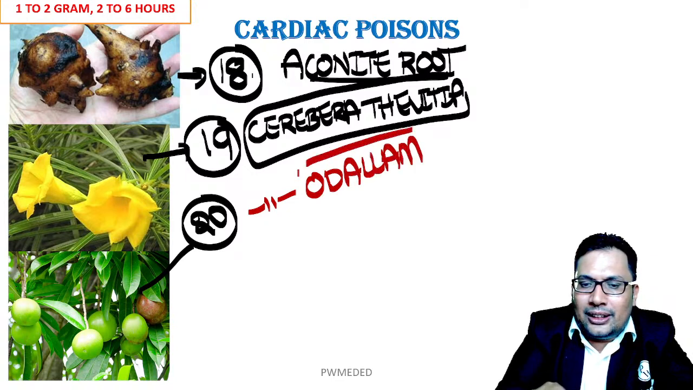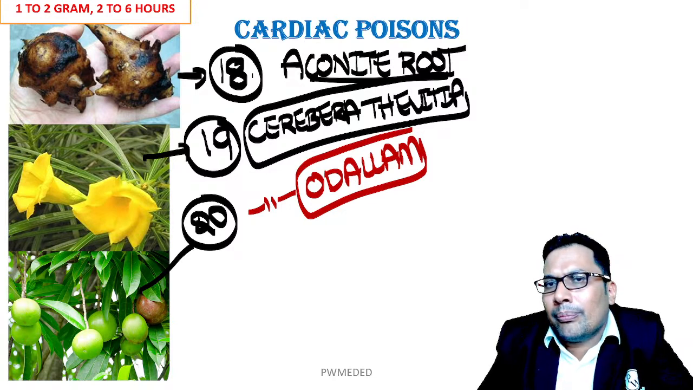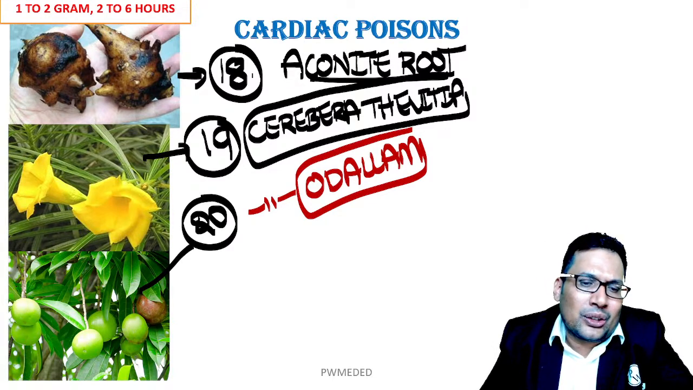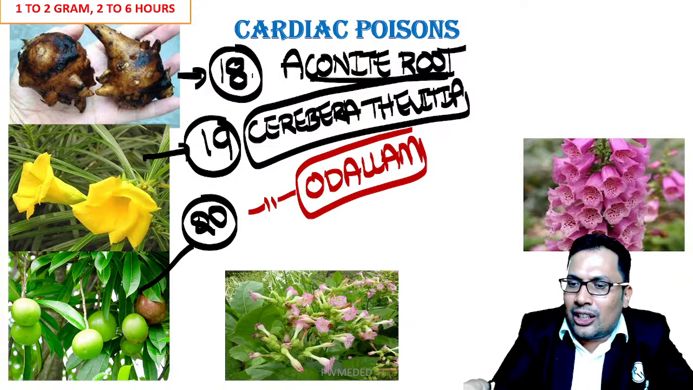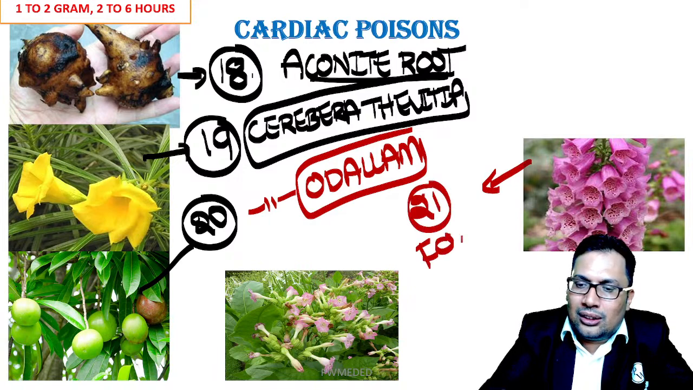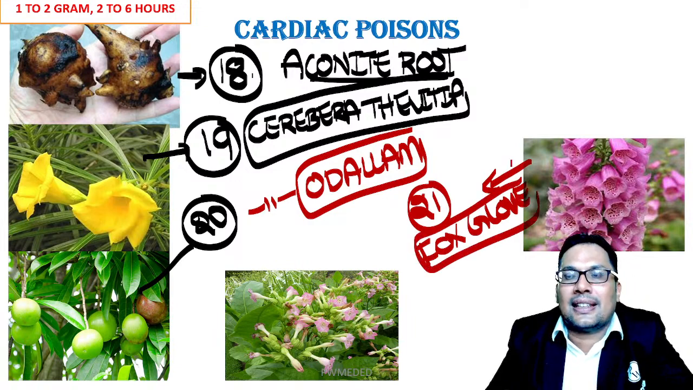Cerbera odollam. It is known as the suicidal mango. It is used by some people to commit suicide. Then this is the foxglove, question 21. Foxglove is nothing but the plant of digitalis, which can be asked in the exam.